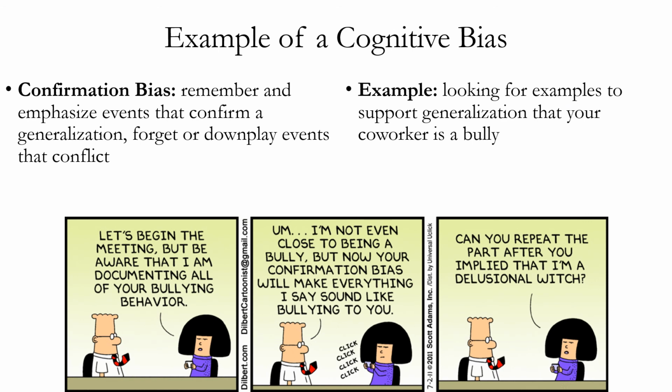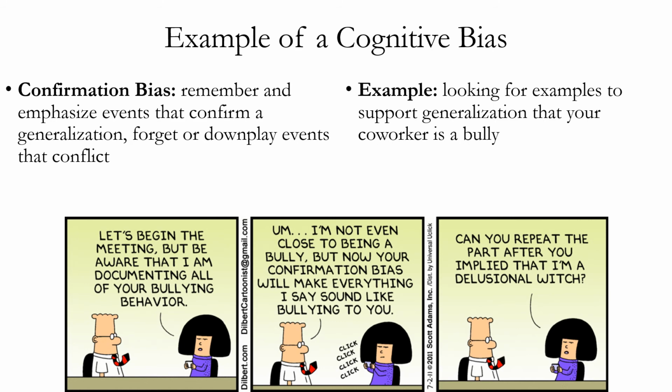So here's an example of a cognitive bias. Confirmation bias is a tendency to remember and emphasize events that confirm a generalization and to forget or downplay events that conflict with the generalization. A particular example of this bias could be looking for examples to support a generalization that your coworker is a bully. So this often happens with human interpersonal relationships.